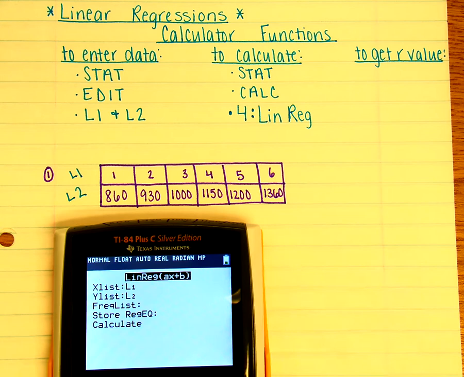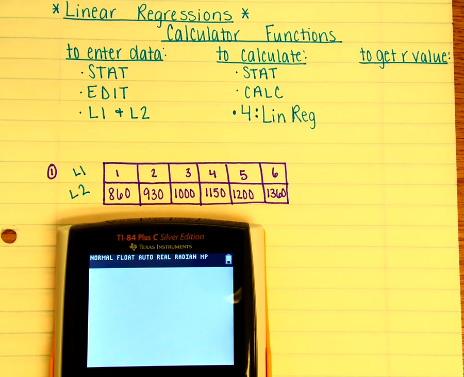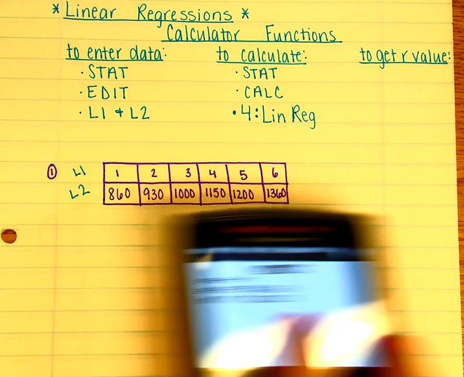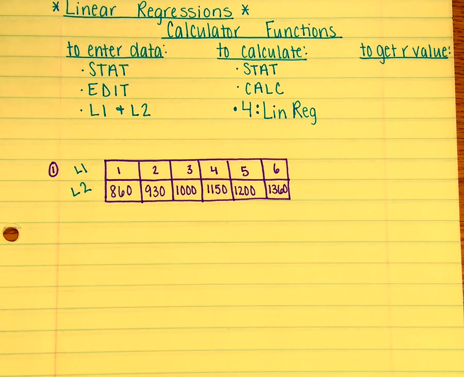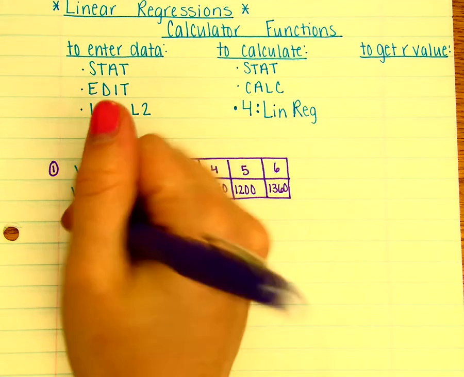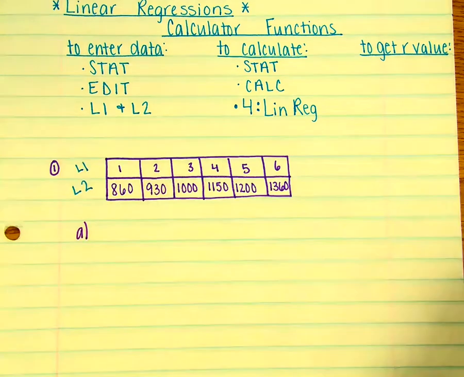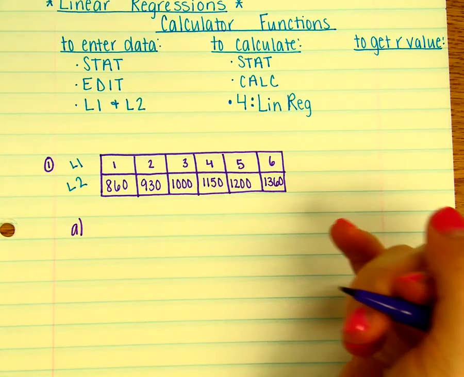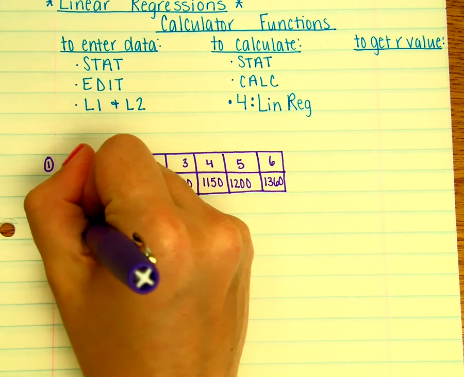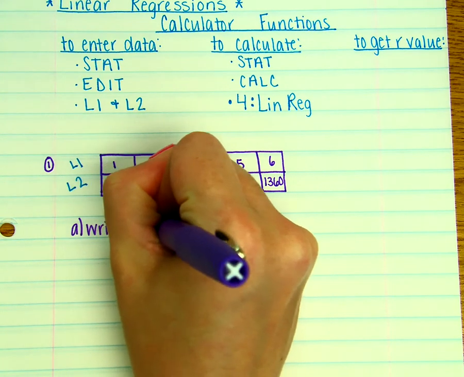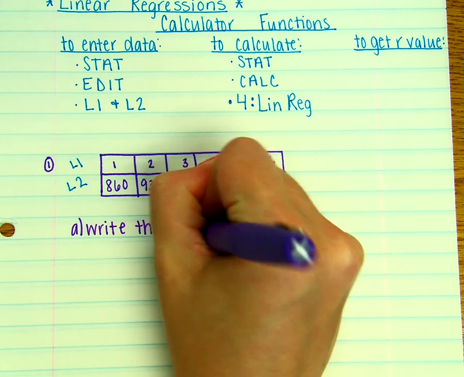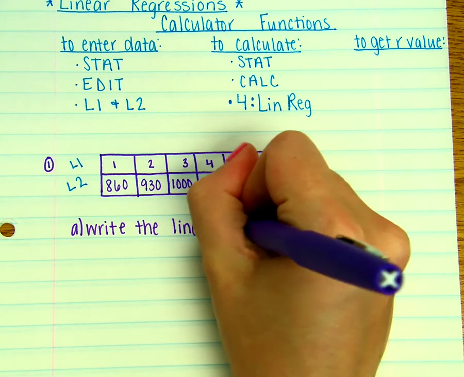We're going to have to hit enter a ton of times until it gives us this screen here. What this screen here gives us is the linear regression equation. So what I didn't write yet, which we should write, is what part A is going to ask us. The question is always going to ask you for the linear regression equation. So our part A, write the linear regression equation.